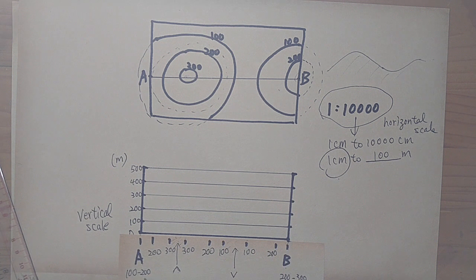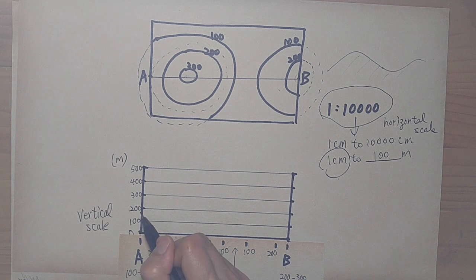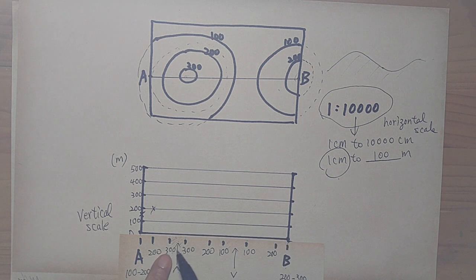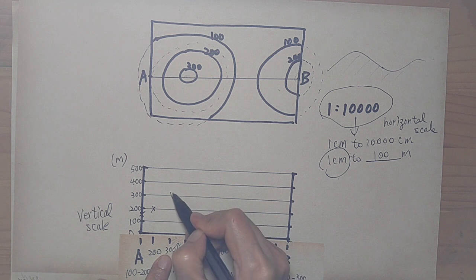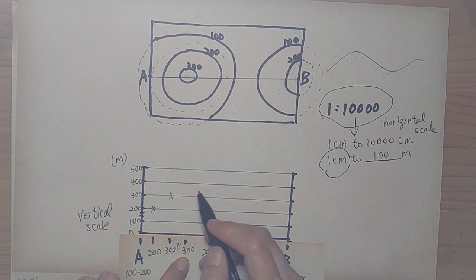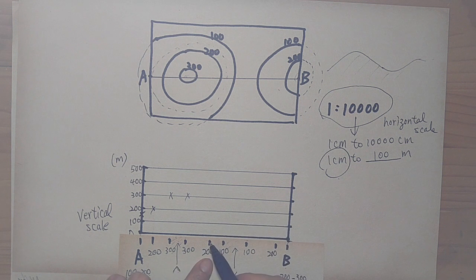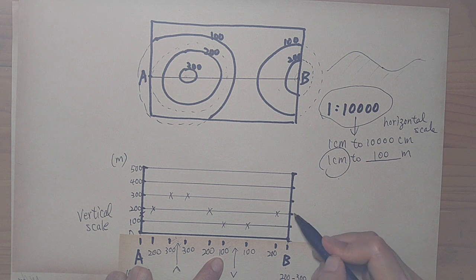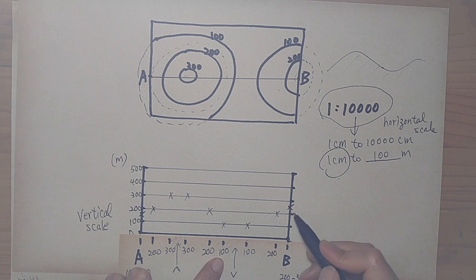So A is 100 to 200. So 100 and 200. So maybe in between here. And then 200. This is 200. And here is 300. So 300 is here. And here is 200. 100. And here is 100. Here is 200 here. Okay, 200 and 300. So it's in between. So something like that here.